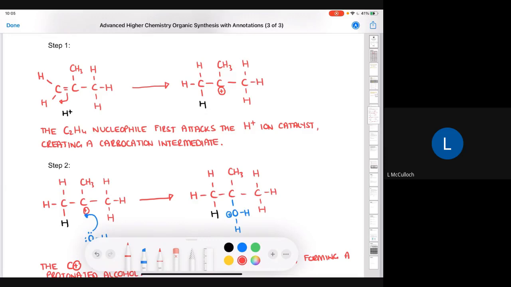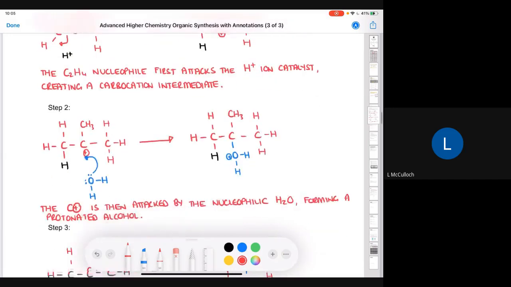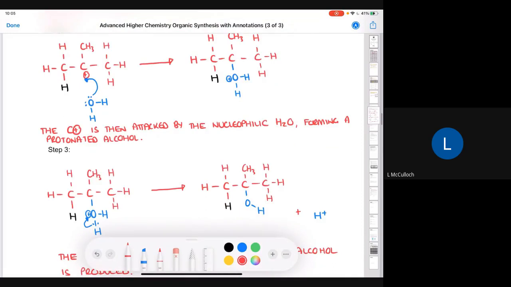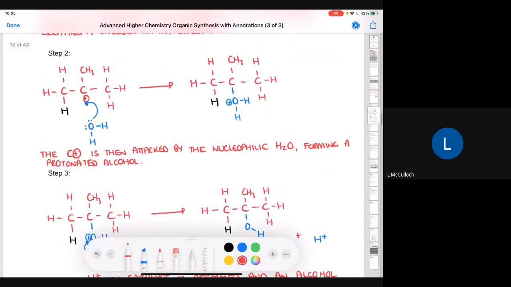That forms the carbocation. And then the water, which is itself a nucleophile, it then attacks the positively charged carbon. And then we reform our catalyst like so. So that one's definitely a bit more involved and probably a wee bit trickier than the hydrohalogenation. But they do use the same intermediate, the carbocation.